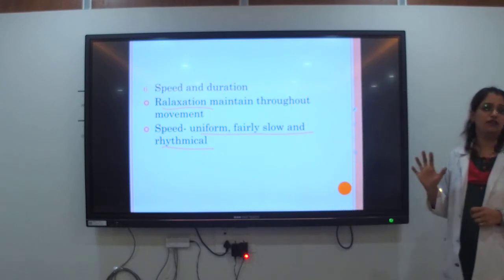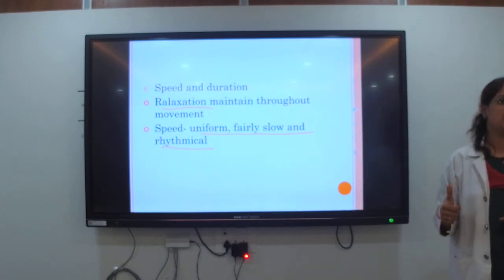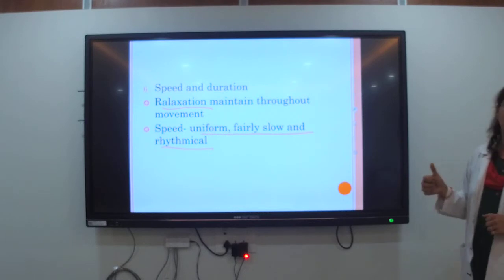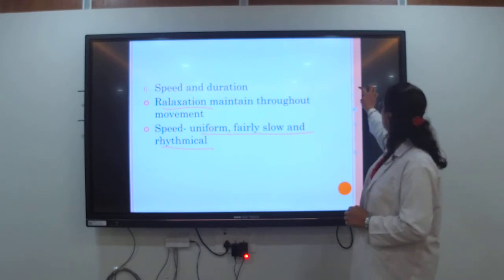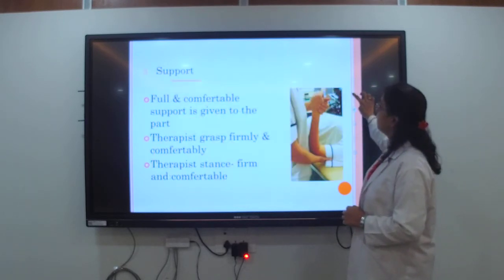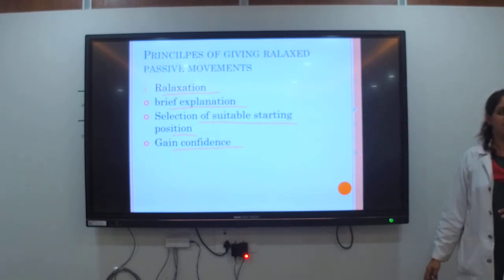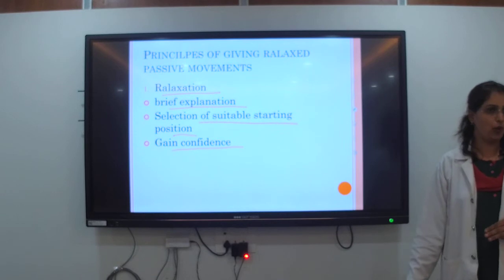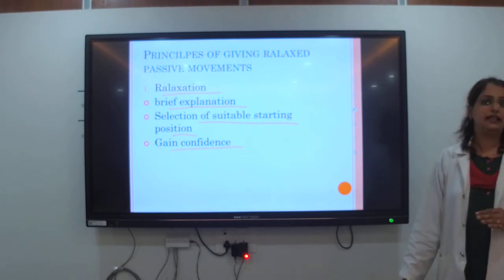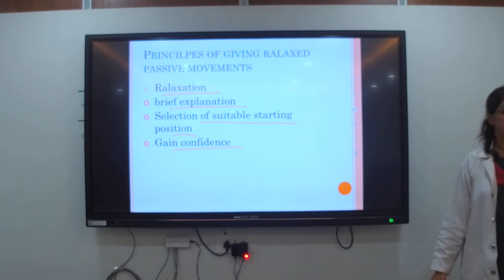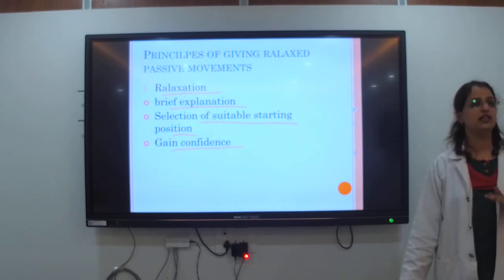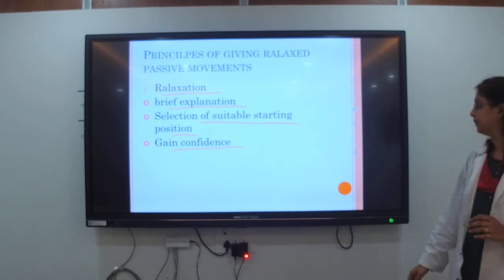Understood? What are the six principles? First one is relaxation, then fixation, then support, then traction, then range of motion, and last one is speed and duration.